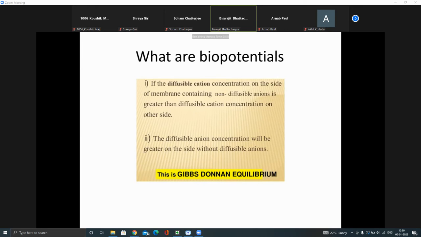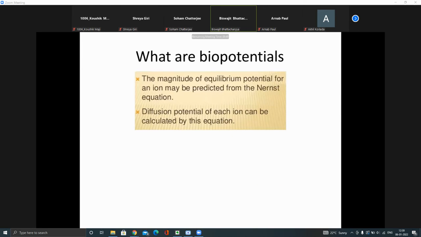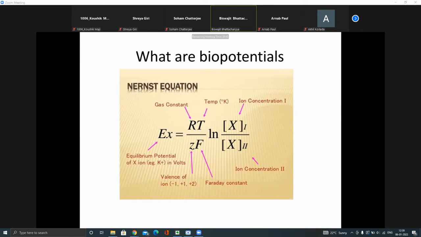that we can find out. The amount of voltage generated due to the differential amount of charge separation is given by an equation called the Nernst equation. It gives us Ex equal to RT by ZF ln, logarithm to the base e, of the ion concentration in solution 1 divided by the ion concentration in solution 2, for the ion X.